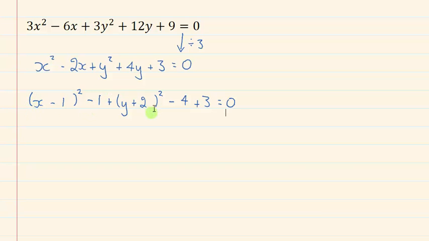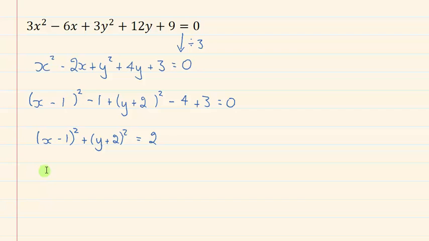We'll collect the number terms to the right hand side, which means on the left we'll just have the x and y brackets. So we've got x minus 1 all squared plus y plus 2 all squared. Negative 1 and negative 4 is negative 5. Negative 5 add 3 is negative 2. Add 2 to both sides gives us that.